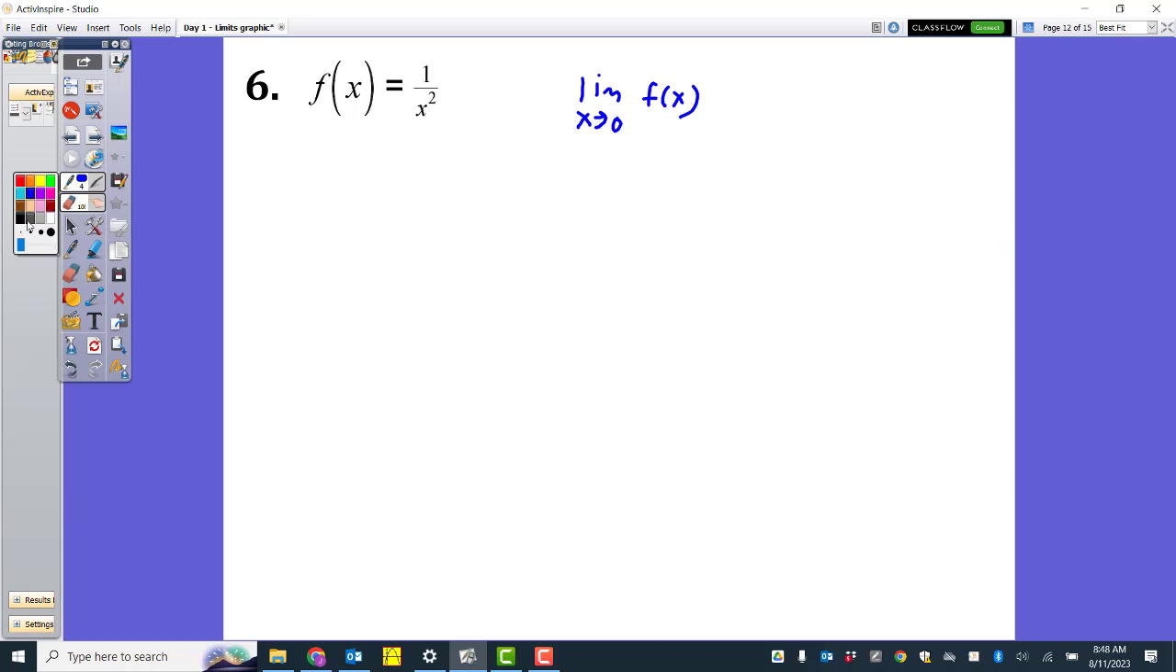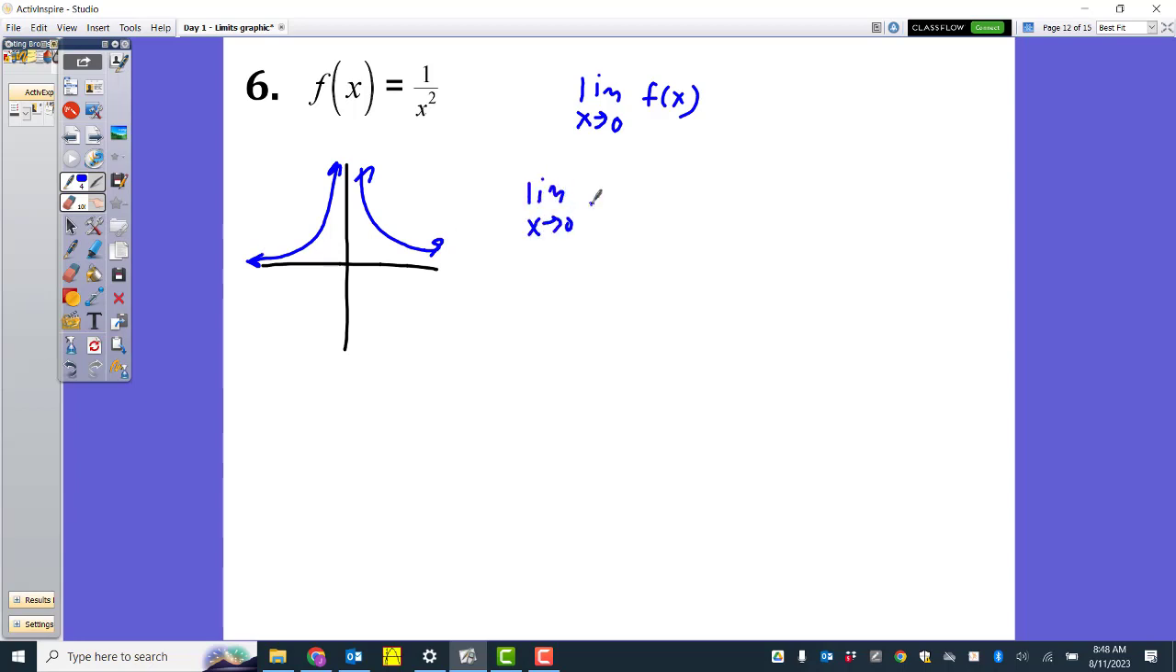Okay, welcome back. So graphing it, you should have seen something like this. There we go. All right, so once again, from the left, limit as x approaches 0 of f of x, from the left, we end up going to positive infinity. And limit as x approaches 0 from the right of f of x goes to positive infinity as well.